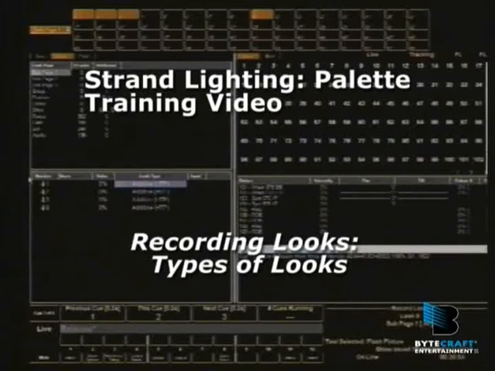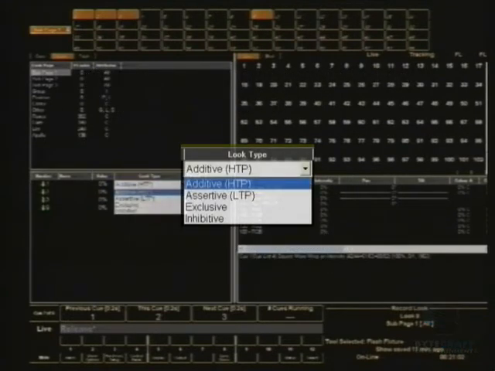We might as well have a look at a couple of different types of submasters. So, for example, different look types here. If I just pull down this list, we've got four different options in this drop-down list for this version of software. Additive, which means HTP, or highest takes precedence. So if you've got two levels and one's been controlled by one submaster or cue list and you fade up this one, it has the same cue.